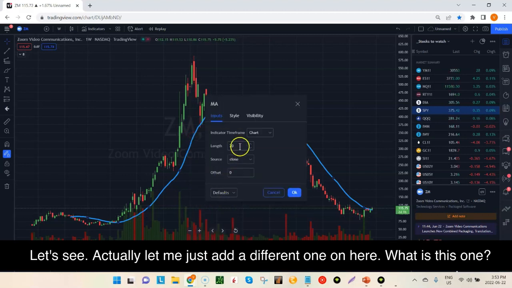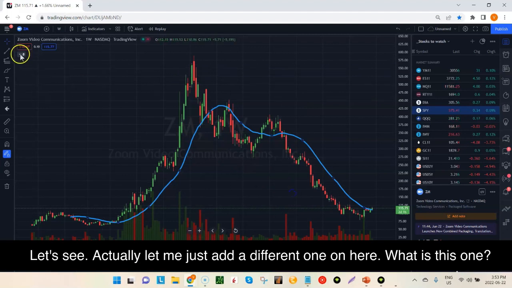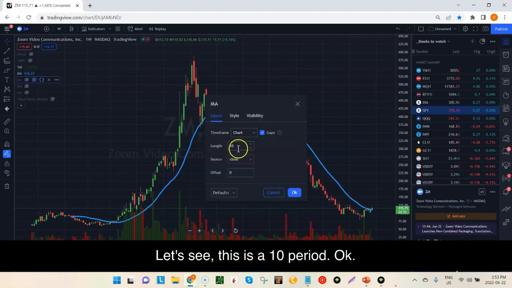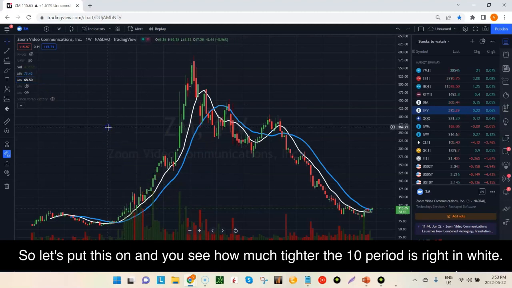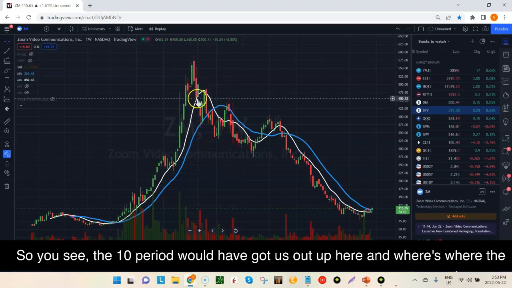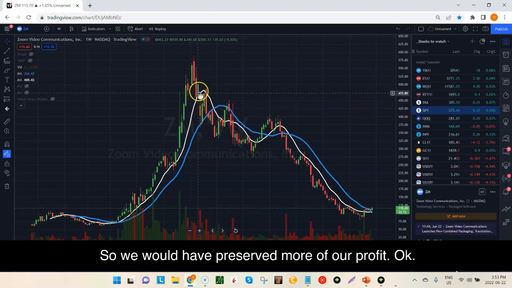Let's see. Actually, let me just add a different one on here. What is this one? Let's see. This is a 10 period. Okay. So let's put this on. And you see how much tighter the 10 period is, right? In white. So you see the 10 period would have got us out up here, whereas the 20 would have been down here. So we would have preserved more of our profit. Okay.